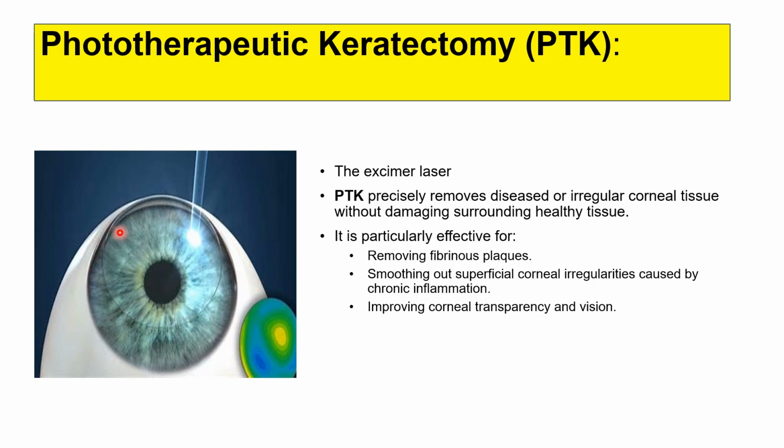The same thing, if you are doing it using an excimer laser, is known as phototherapeutic keratectomy. The whole idea of doing this keratectomy is to remove the inflammatory cells sitting at the base of the ulcer. Also, when you do that, you can freshen up the margins of the shield ulcer. This will help the corneal epithelium to grow nicely over the shield ulcer. Also, by doing phototherapeutic keratectomy, you can smoothen out the superficial corneal irregularities caused by the chronic inflammation, and ultimately it will help the patient in improving corneal transparency and vision.